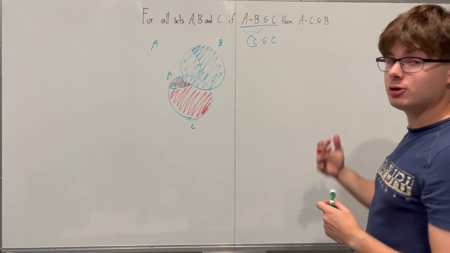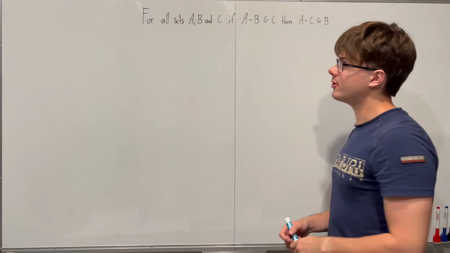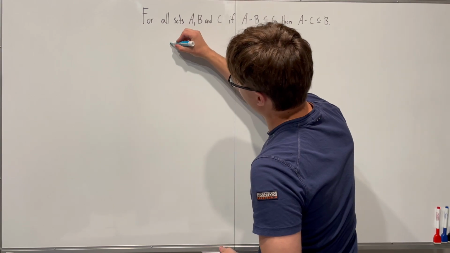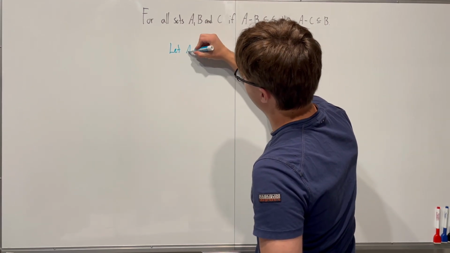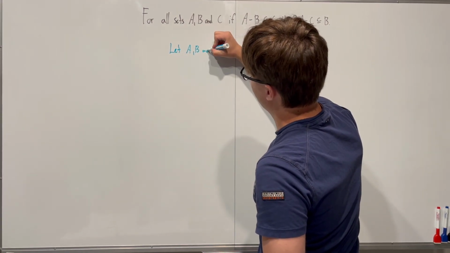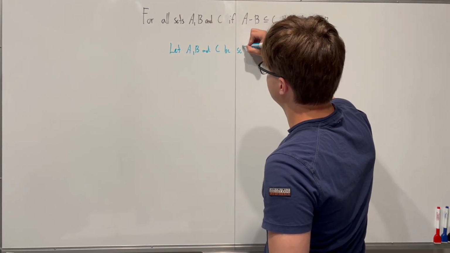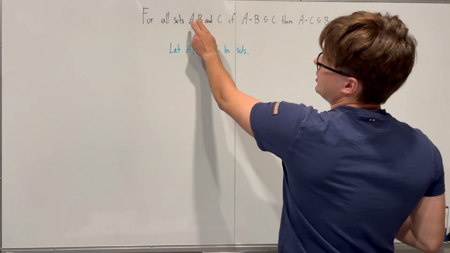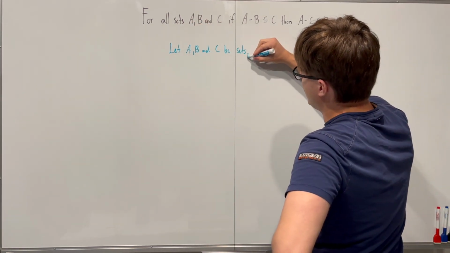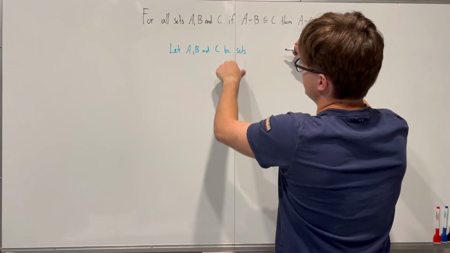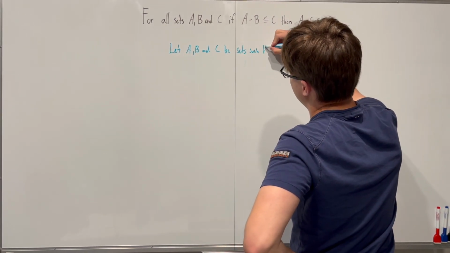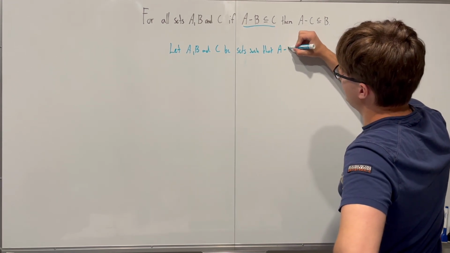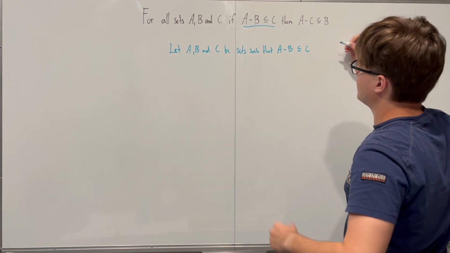So let's go ahead and now prove this. To start our proof, this is a for all statement, which means we have to start this with a let. We start all of our for all statements with a let. We say let A, B, and C be sets. There we go. We've supposed this so now the reader knows what we mean when we say A, B, and C. We then continue the sentence, such that A minus B is a subset of C.